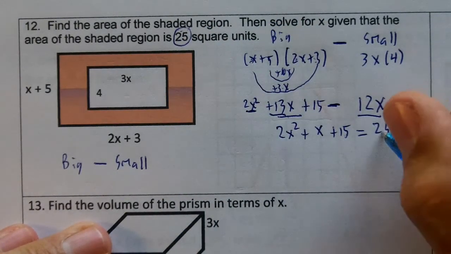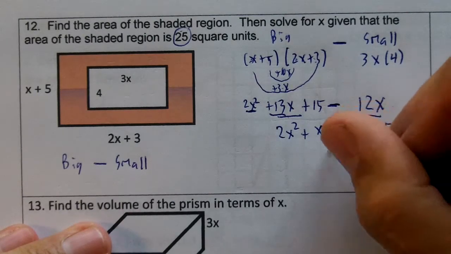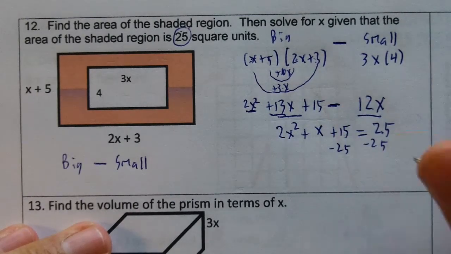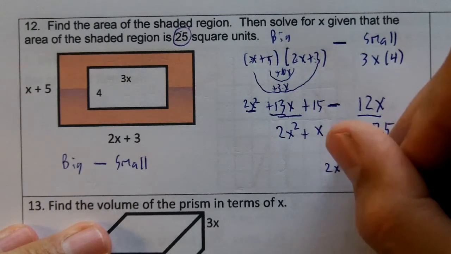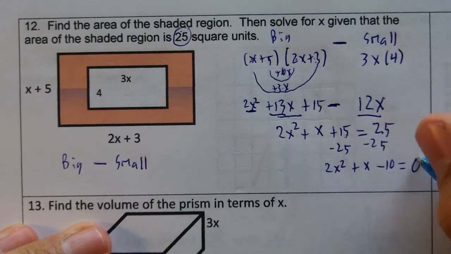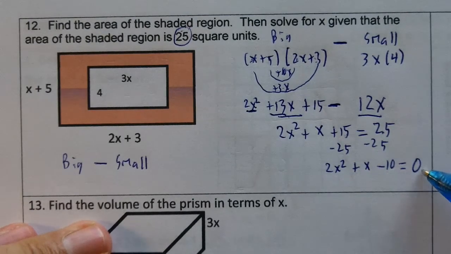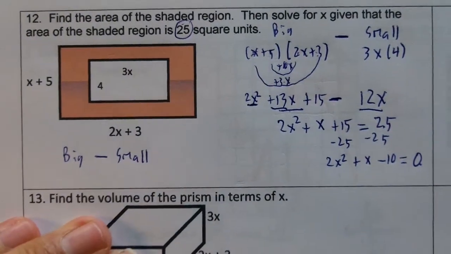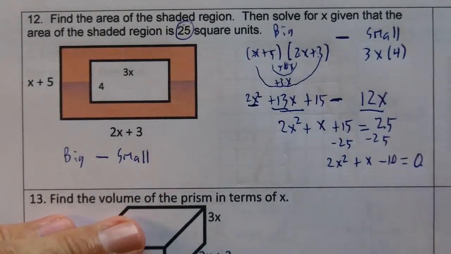Okay, so now I need to set this equal to 0. To solve a quadratic, you set it equal to 0. So I'm going to have 2x squared plus x minus 10 equal to 0. When I get here, I could factor it, or I could use the quadratic formula. I'm going to go ahead and factor it.